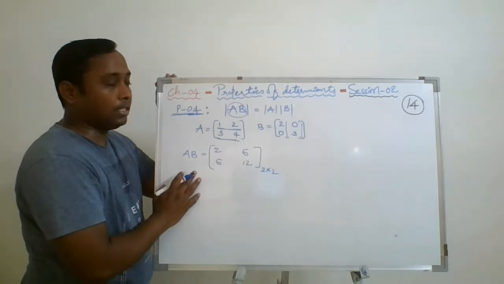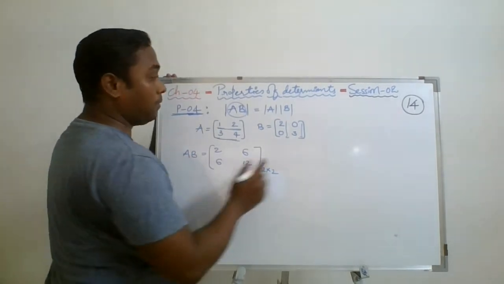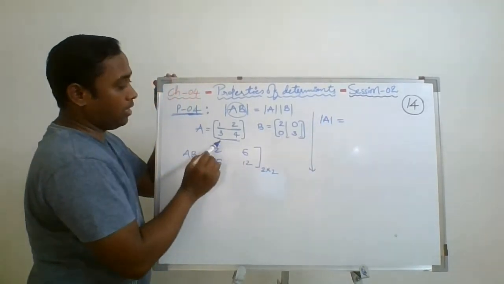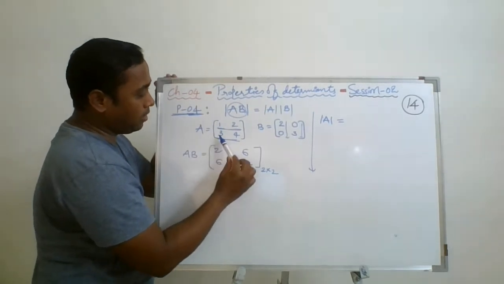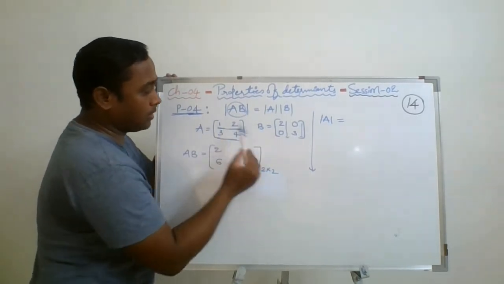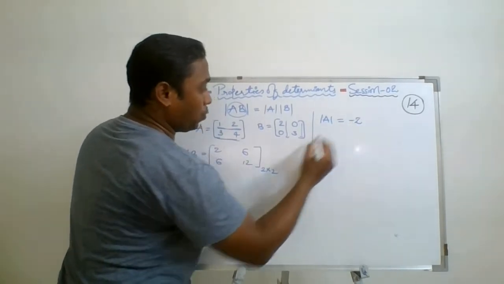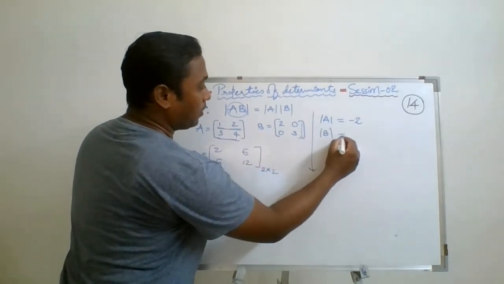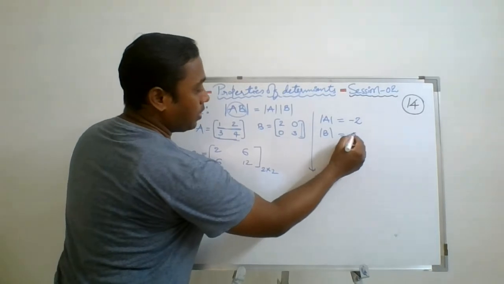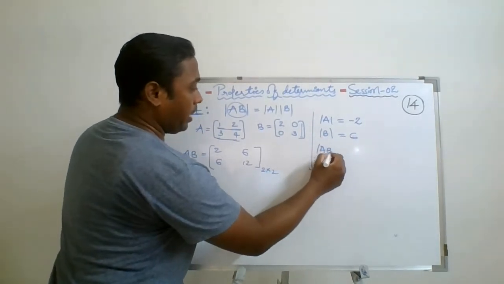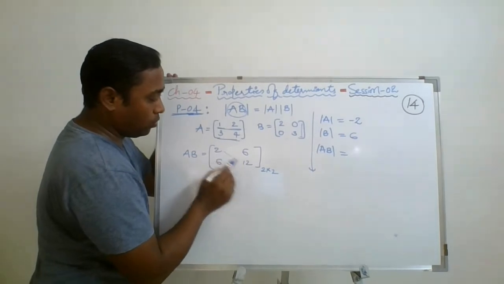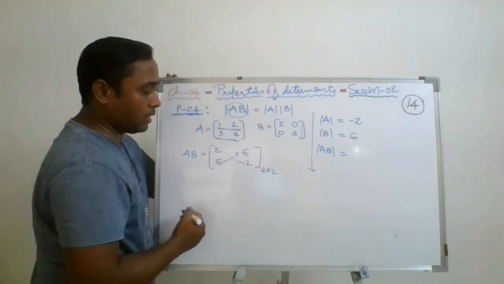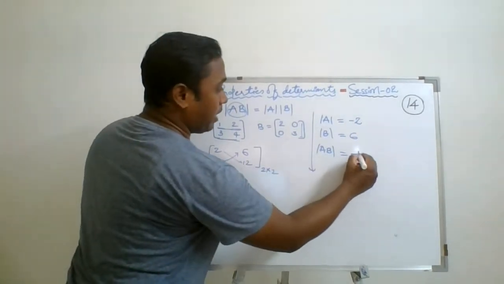Now I need to calculate the determinant of these three matrices individually. So I am just calculating det A. What is the det A value? See, 4 ones are 4 minus 3 twos are 6. So 4 minus 6 is minus 2. Similarly, for the second matrix B, det B value, 6 minus 0 is 6. And determinant of AB, 12 twos are 24, 6 sixes are 36, 24 minus 36, which is minus 12.